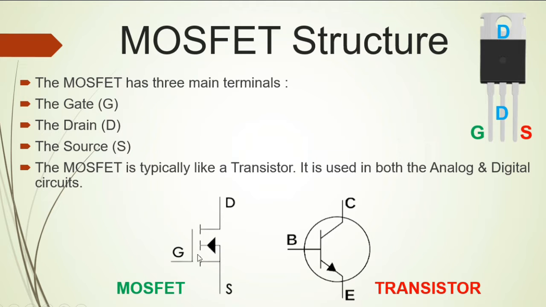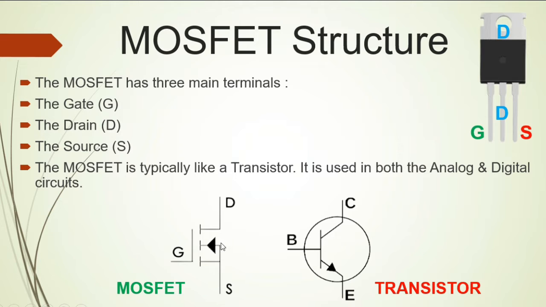Here we have two symbols. This is the symbol of the MOSFET, and this is the symbol of the transistor. As you see here, for the MOSFET we have gate, but for the transistor we have B, meaning base. We have drain here, and here we have collector. We have source here, and here we have emitter. The same logic and the same principle, but there is a slight difference between the MOSFET and the transistor.